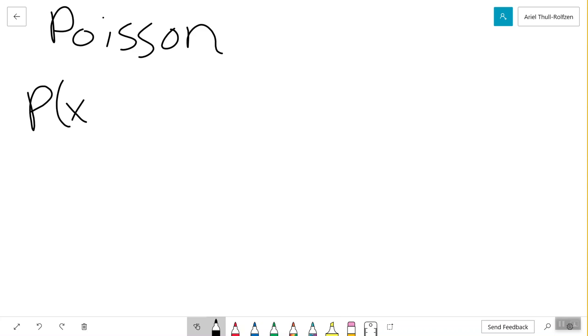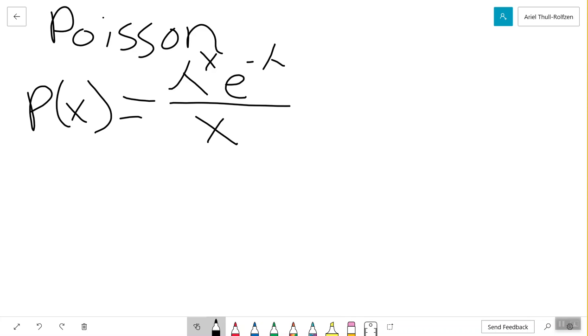So let's talk about distributions. We've got two kinds that we went over today in class. We've got Poisson distribution and we've got discrete binomial distribution. So with the Poisson distribution, this one's going to be your easiest distribution, Poisson. The equation for Poisson distribution is defined as P of x, or the probability of x happening, equals lambda to the power of x times e to the negative lambda all over x factorial.